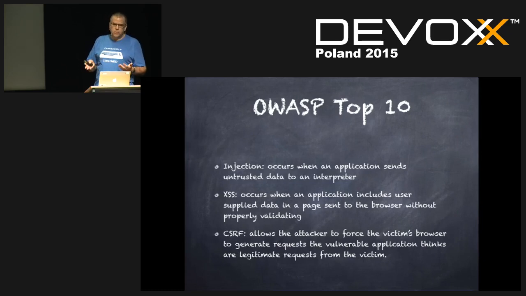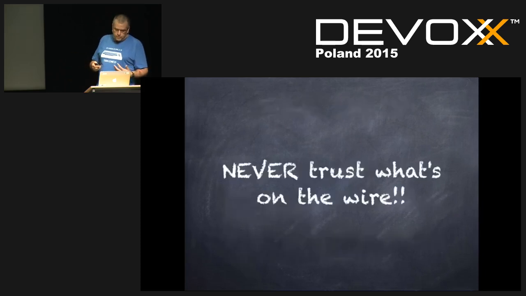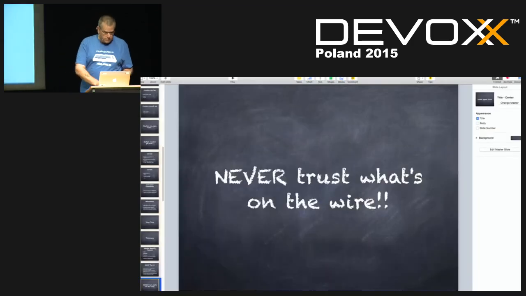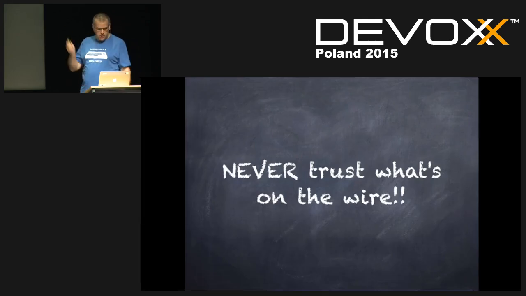And also cross-site request forgery, which is a variation on cross-site scripting where you can, once again, take over and make a web browser do something in the name of a given user maliciously and take the data back. And all of this leads down to never trust what's on the wire. Whoops. And never push the wrong button in the middle of a presentation.